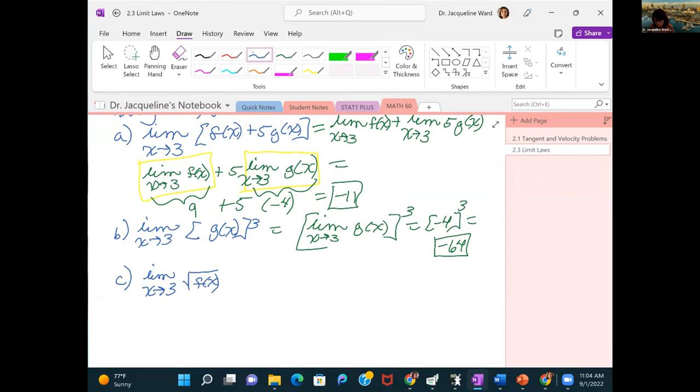And this is the root law. The limit of a root is the root of the limit.